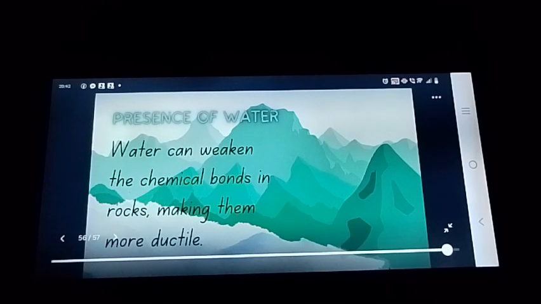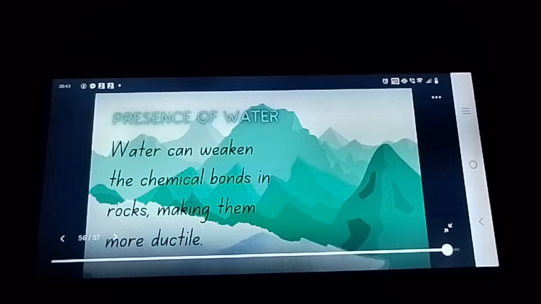Presence of water. Water can weaken the chemical bonds in rocks, making them more ductile. Imagine you're trying to bend a piece of dry clay. It's hard and brittle, and it's likely to crack. But if you add a little water, it becomes more pliable and easier to bend. Water has a similar effect on rocks. Water can significantly impact how rocks deform.